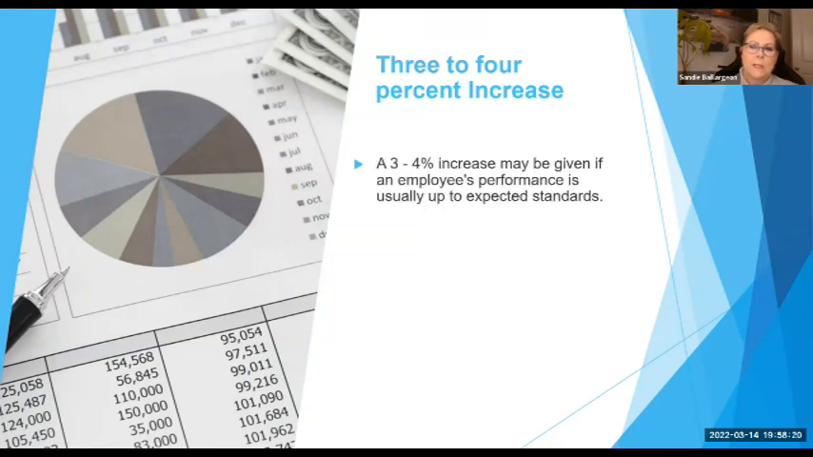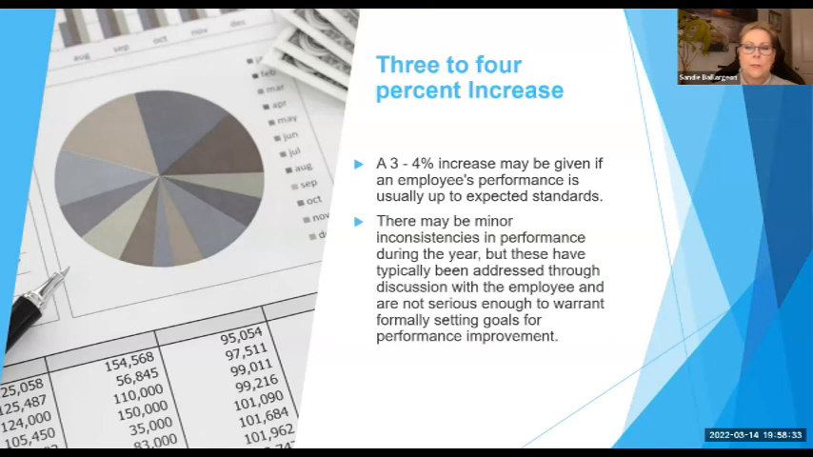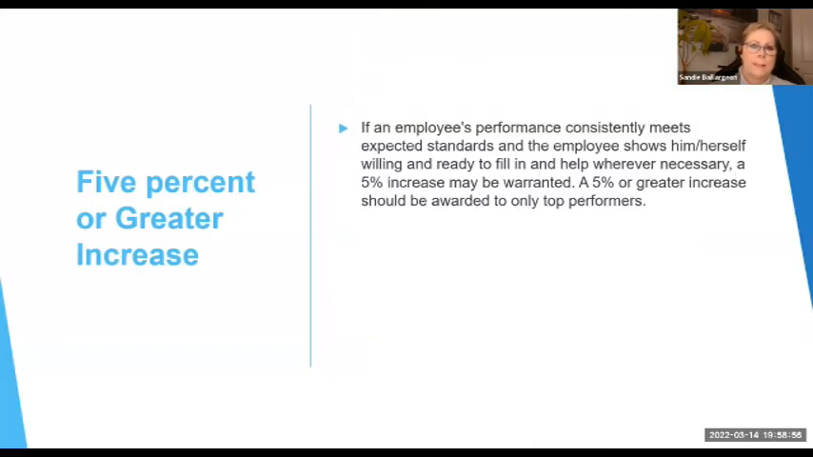A 3 to 4% increase, and these numbers are flexible, so you can decide what you think is the appropriate number, again based on your budget. A 3 to 4% increase may be given if an employee's performance is usually up to expected standards. There may be minor inconsistencies once in a while. Everyone makes a mistake here and there. But these have typically been addressed through discussion with the employee, and they're not serious enough to warrant formal goal setting. So the adjustment would provide for a cost of living increase. That's usually where the cost of living would land.